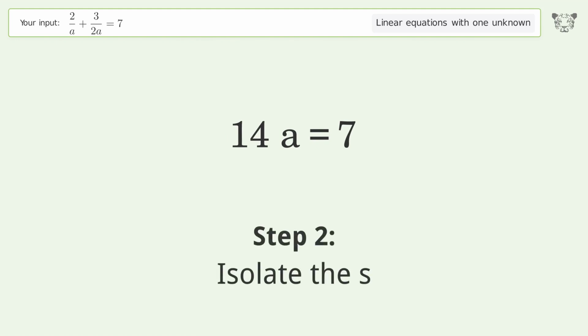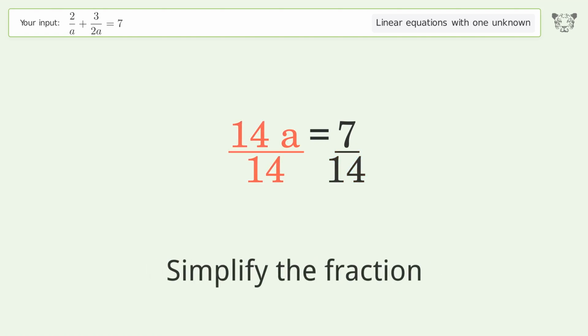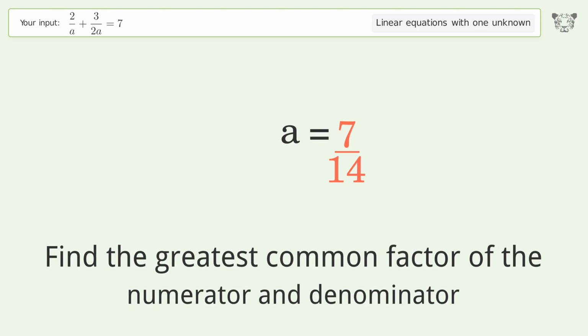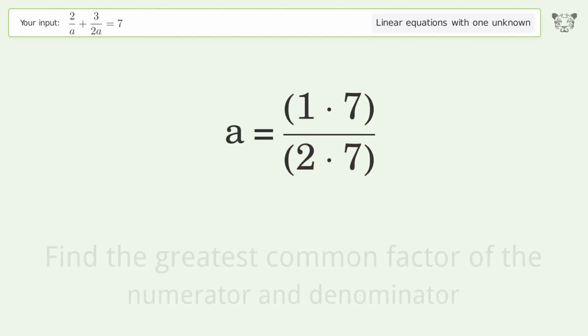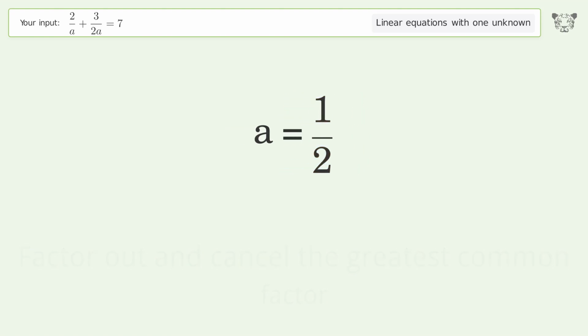Isolate the s. Divide both sides by 14. Simplify the fraction. Find the greatest common factor of the numerator and denominator. Factor out and cancel the greatest common factor. And so the final result is a equals 1 over 2.